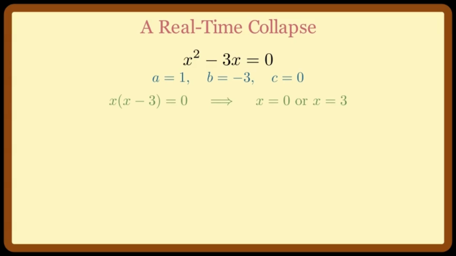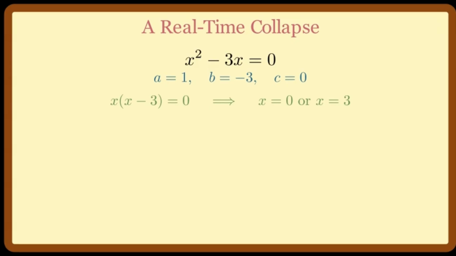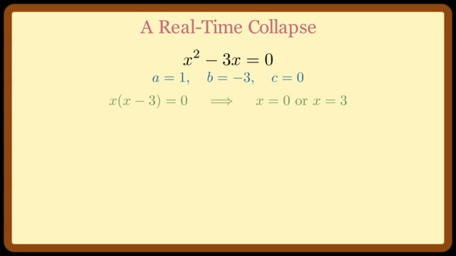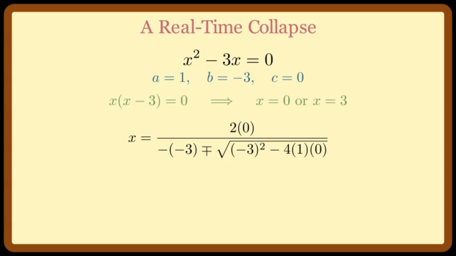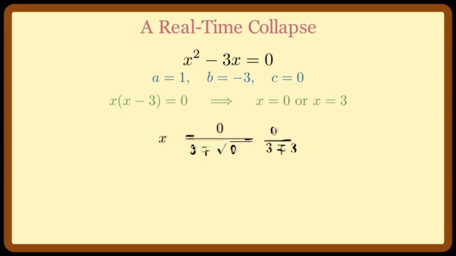Let's see this collapse happen in real time with a simple equation like x squared minus 3x equals 0. In this case, our c is 0. The solutions are obvious to everyone almost immediately without calculating. X can be 0 or x can be 3. But what happens if we are stubborn and plug it into our inverse formula? In the numerator, we will get 2 times 0, which gives us 0. In the denominator, we will get 3 plus or minus 3.